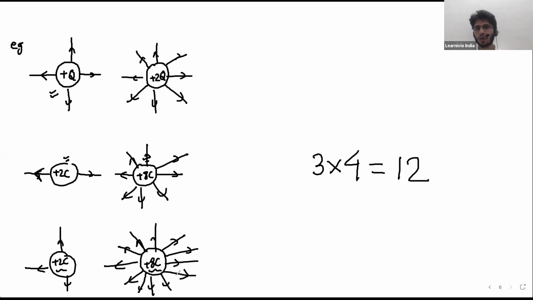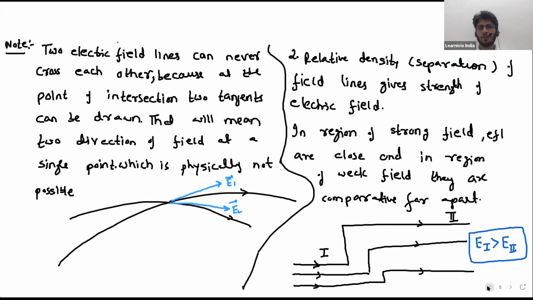So this is how we draw the number of field lines if the charge is given. If the charge becomes 4 times, the number of field lines will become 4 times. If the charge is doubled, the number of field lines is also doubled. Okay, just note it down. Then we'll move on to the next topic. Write this one.